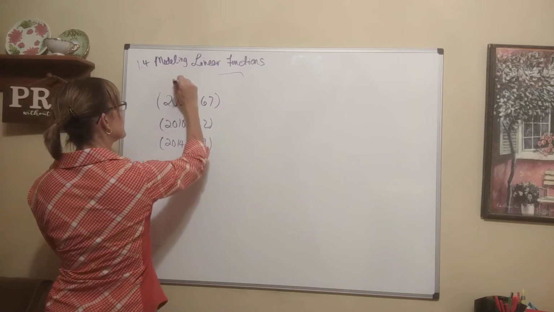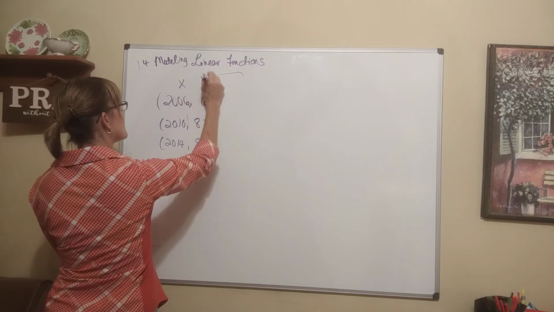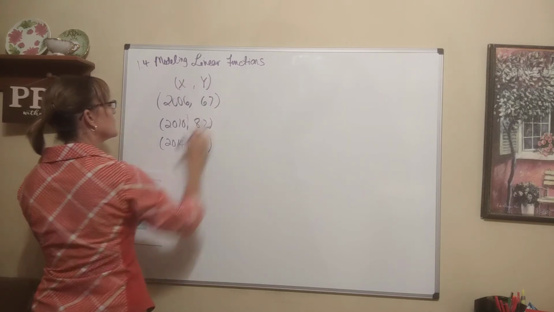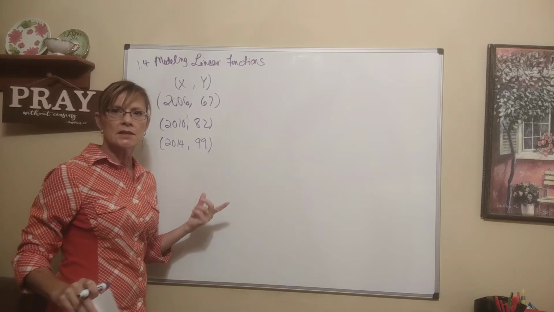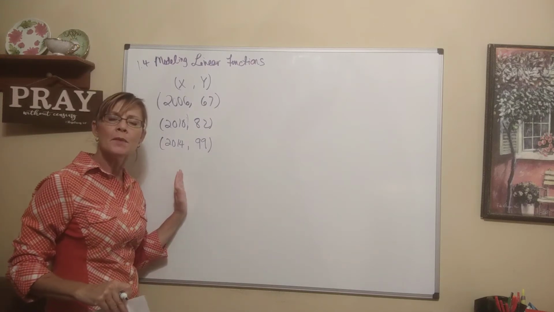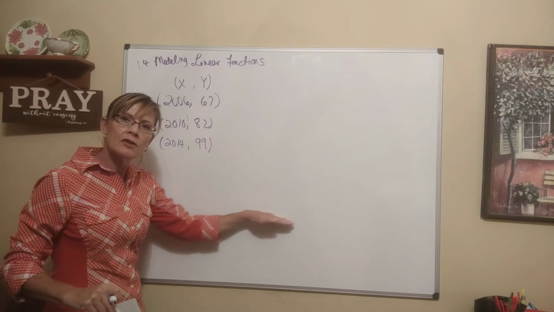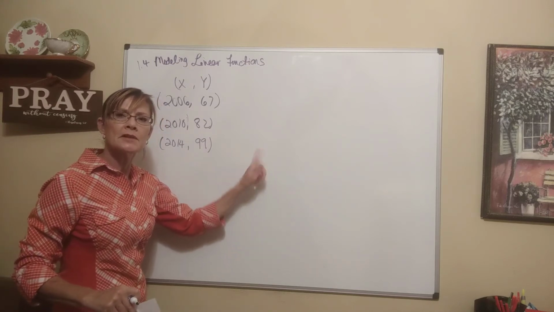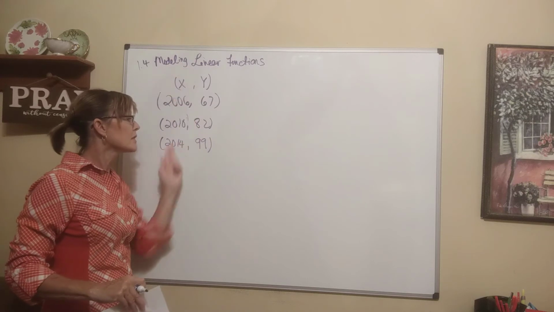Okay, so what's going on here? This is my X and this is my Y. This is something I want to point out to you. When you're given data like this, a word problem like this, and they give you a year or a point in time, time is your independent value. Time drives what happens other places. So X is our independent value.